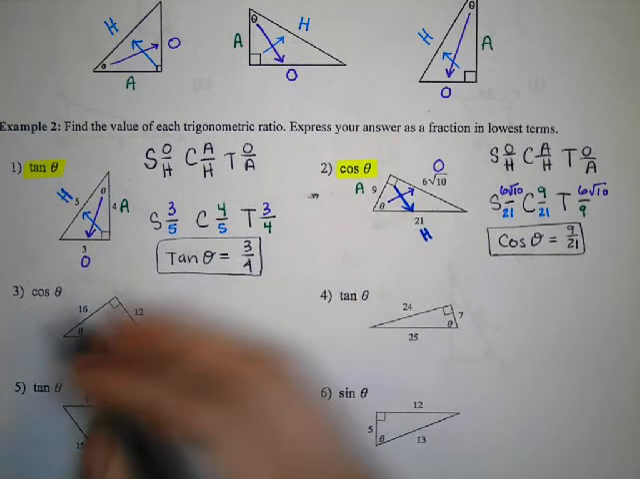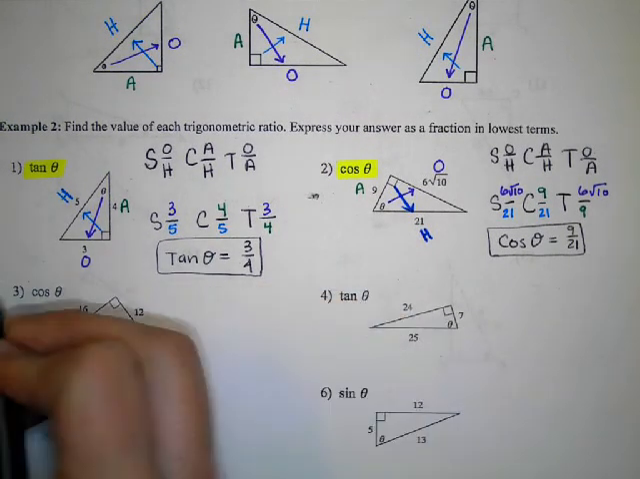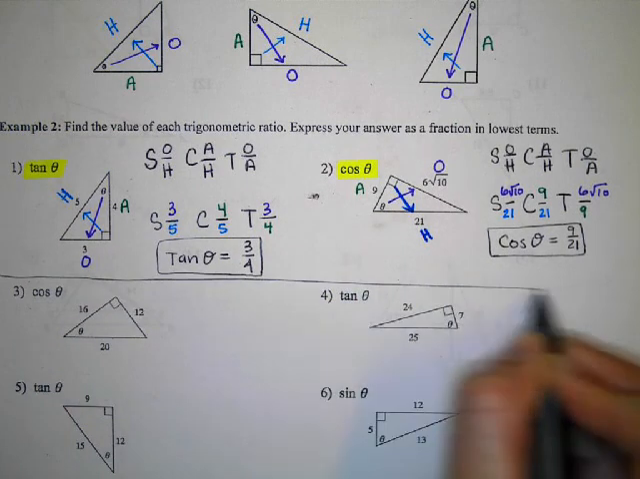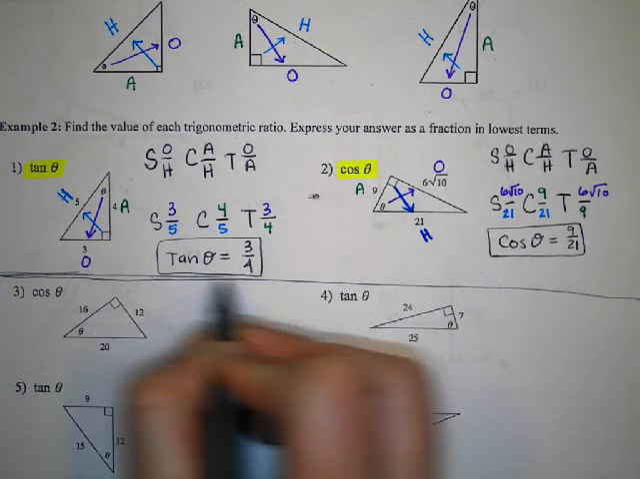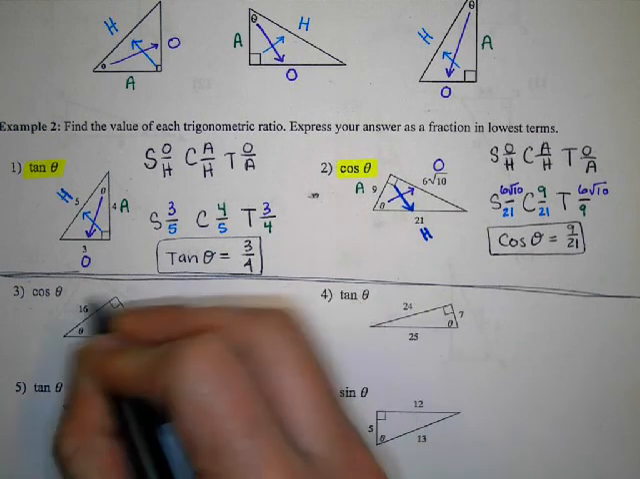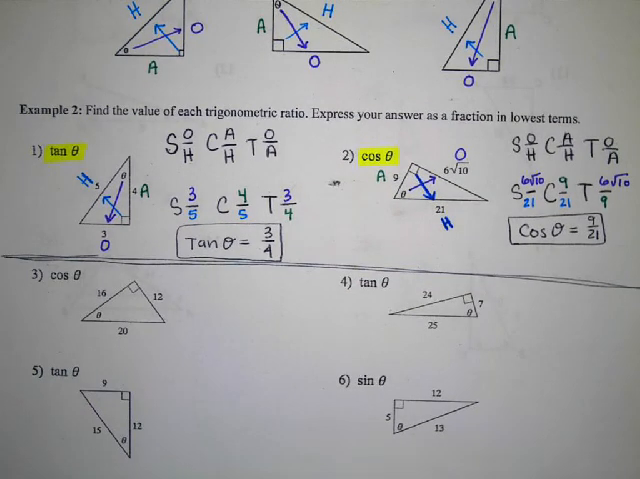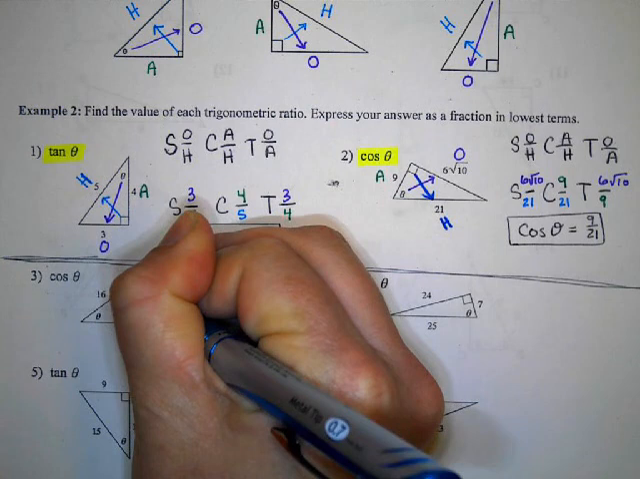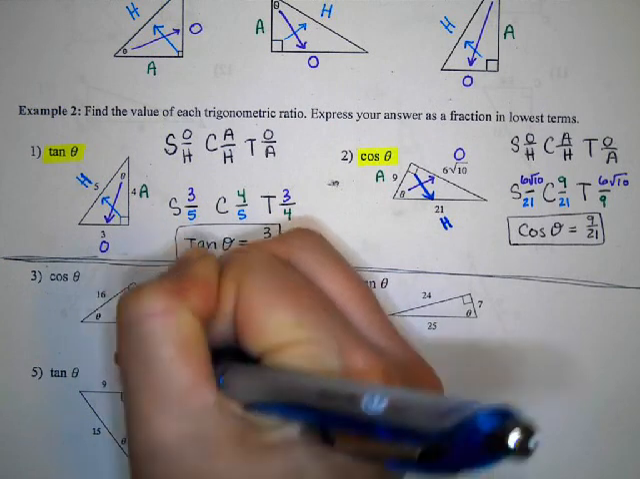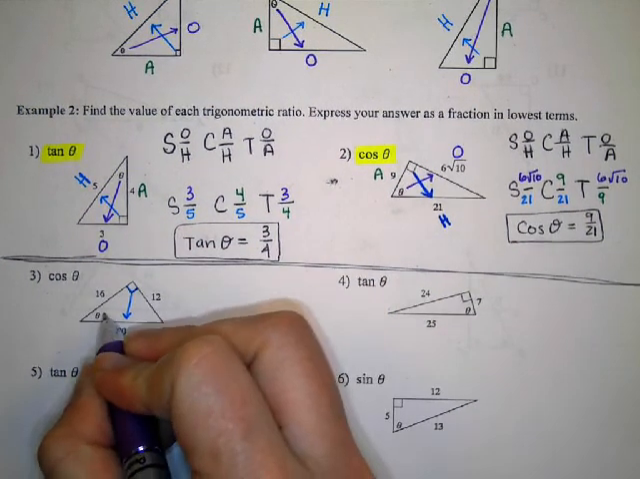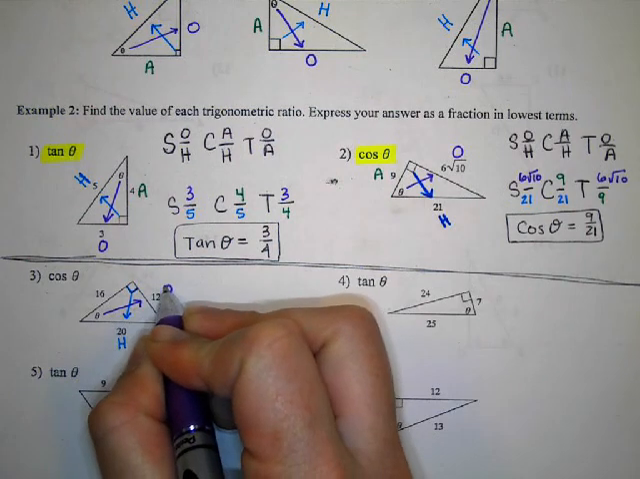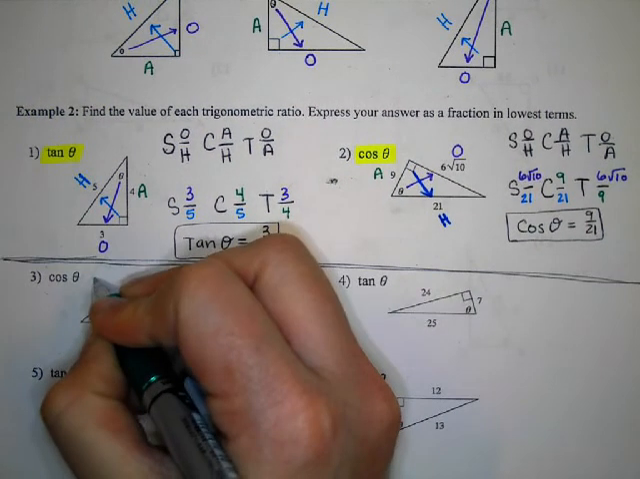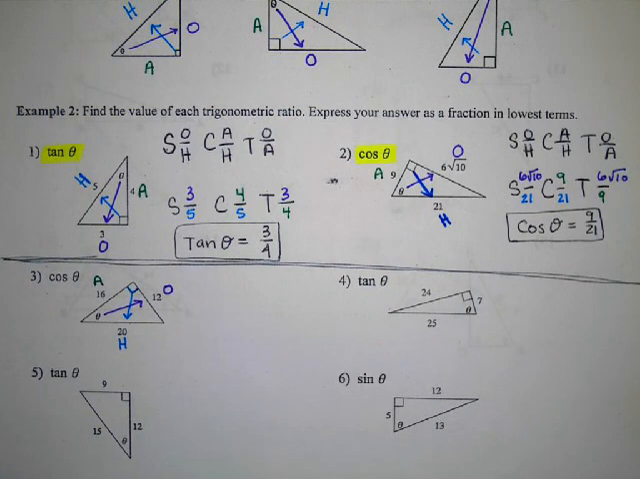Alright, question 3. Question 3, I'm going to label the opposites. Let's see, hypotenuse first. Hypotenuse is blue. Hypotenuse is across from this 90-degree angle. The opposite side is across from the theta. Adjacent is the last side that's left, between the two angles.